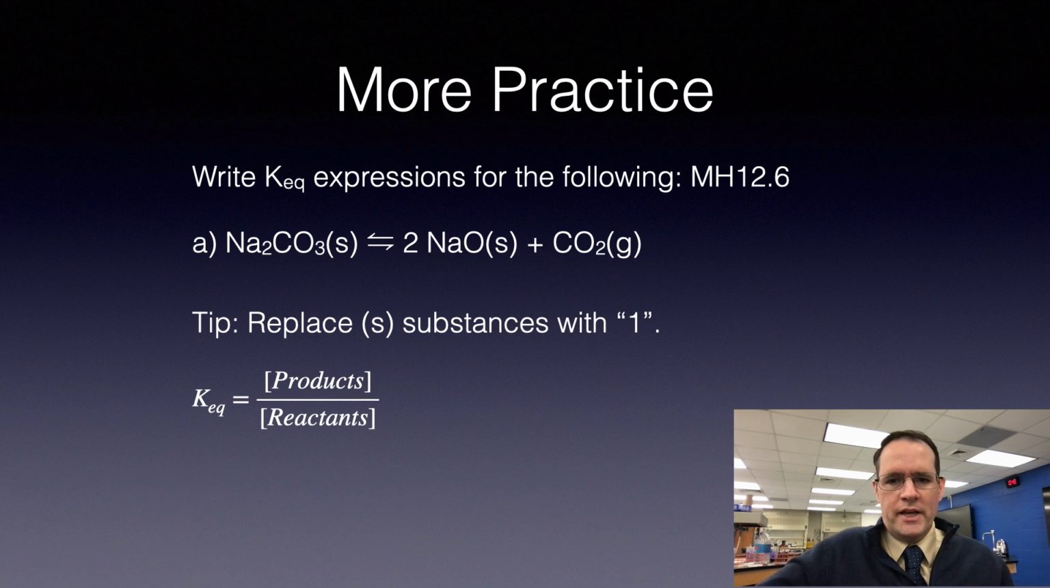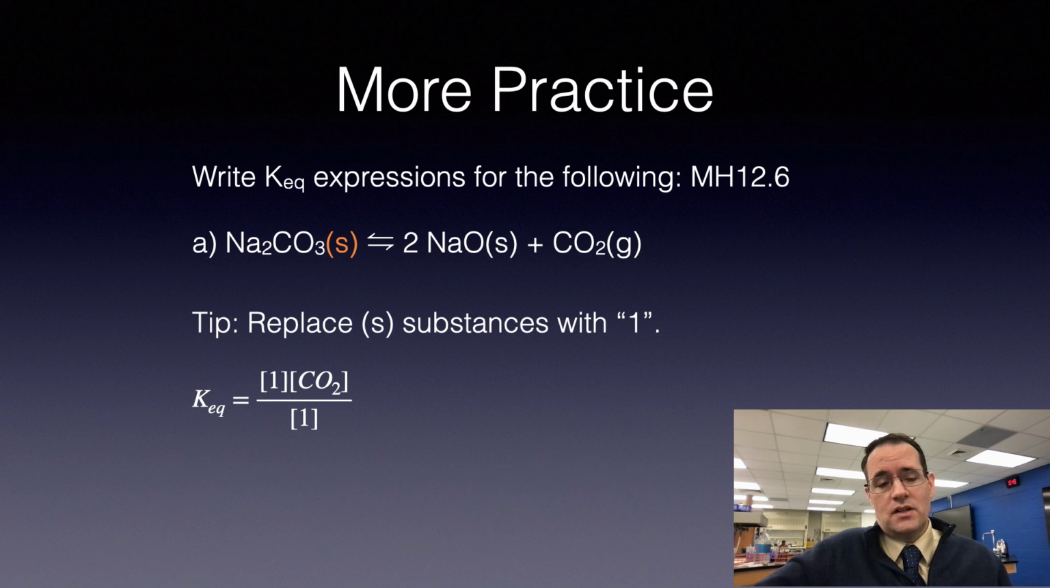So as usual, we have products over reactants. Our first product is sodium oxide, which is a solid, so just put a concentration of 1 there. Don't even worry about squaring the 1. Our second product is carbon dioxide, which is a gas, so we put that in the equilibrium expression. And our reactants are solid, so we've just put a 1 there. So when you simplify this, it just comes out to the concentration of carbon dioxide.